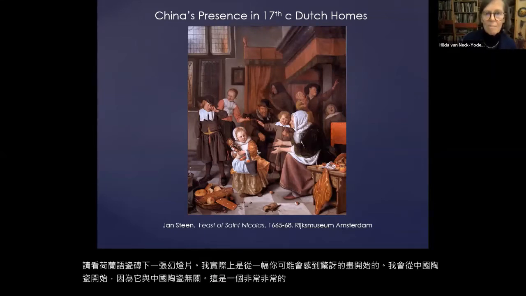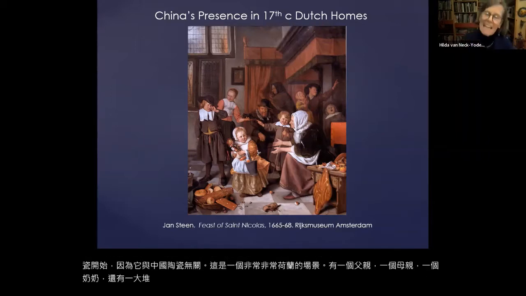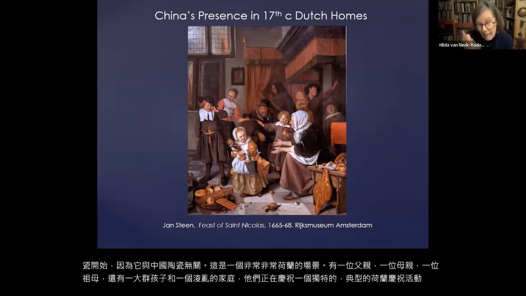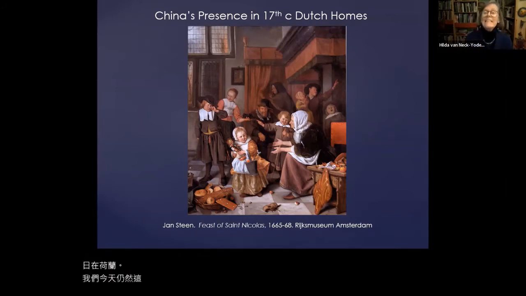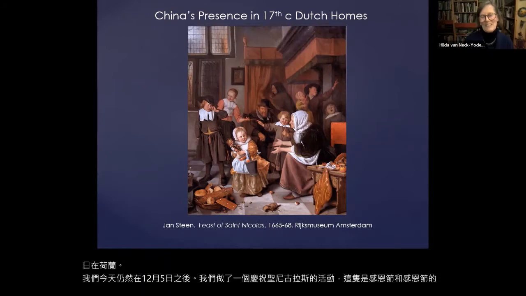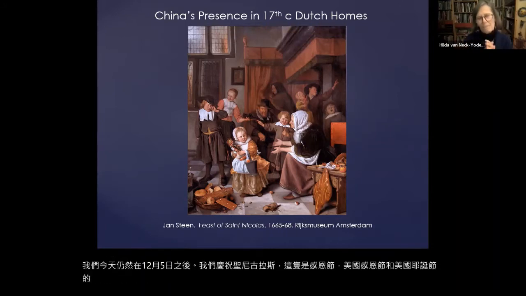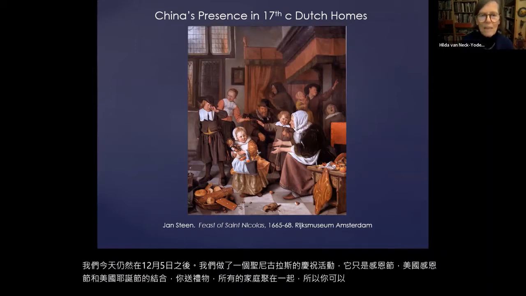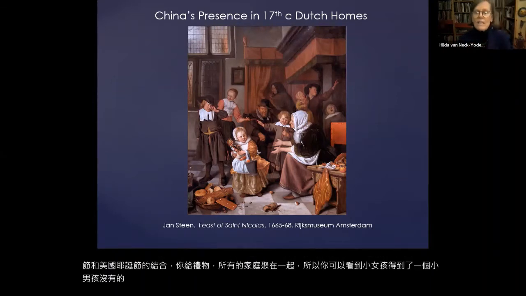There is a father, a mother, a grandma, and a whole bunch of kids in a messy household. And they're celebrating a unique, typically Dutch celebration, the 5th of December in Holland. And we still do today, the past 5th of December, we did it, a celebration of St. Nicholas. It's a kind of combination of the American Thanksgiving and the American Christmas, where you give presents and all the families get together. So you can see the little girl got presents, the little boy did not get what he wanted, and he's being teased. It's chaos.